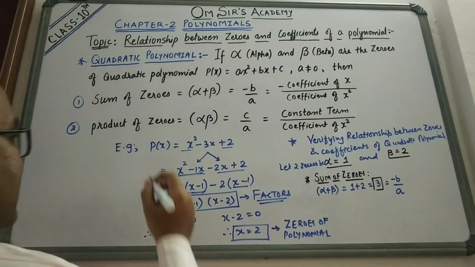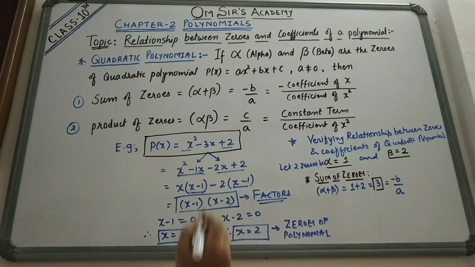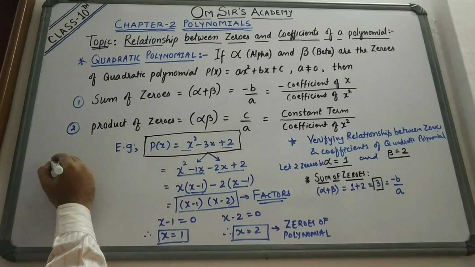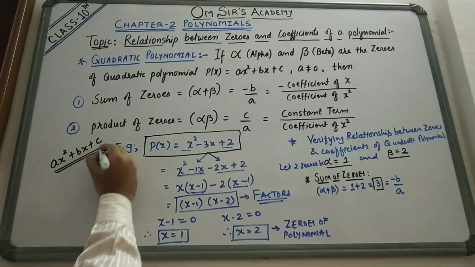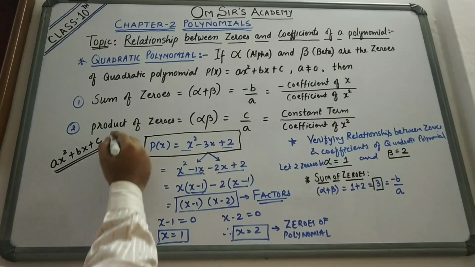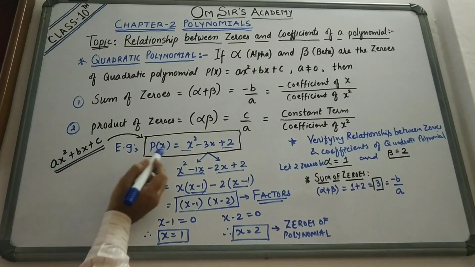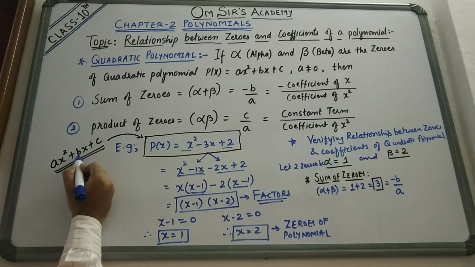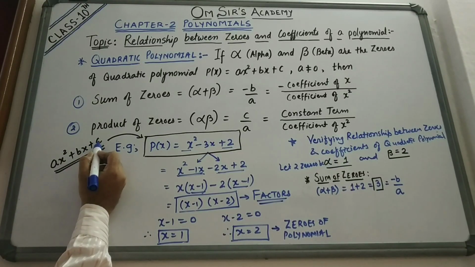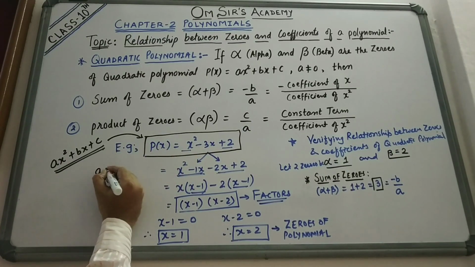Now friends, this was my polynomial, a quadratic polynomial. The standard form of polynomial is ax square plus bx plus c. Here, the coefficient of x square is a, the coefficient of x is b, and c is the last constant term. Is it clear?